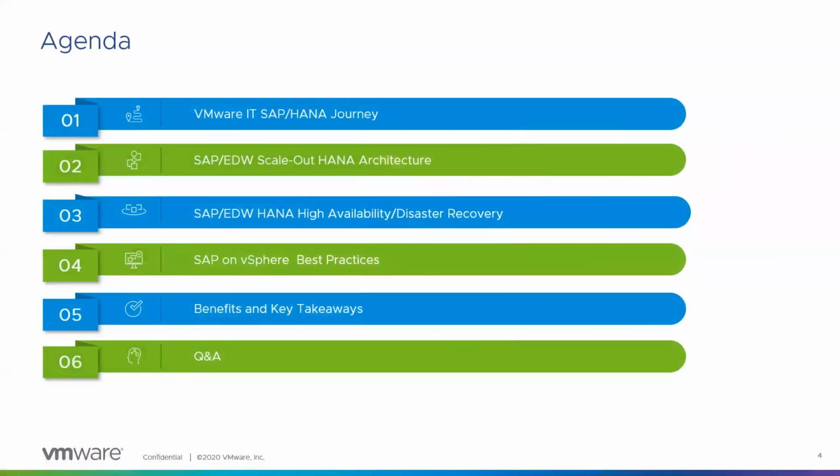Here is today's agenda. We will first cover our SAP HANA journey, then discuss HANA architecture, including the high availability and disaster recovery option we used. Next, we will discuss some best practice we implemented. Finally, we will touch on the benefits and the key takeaways.